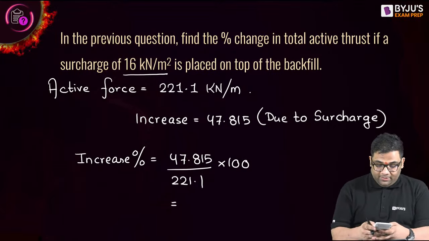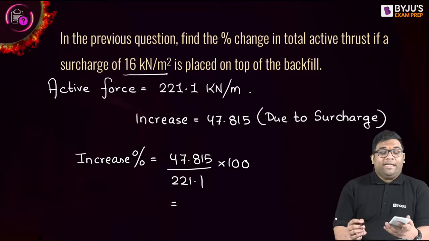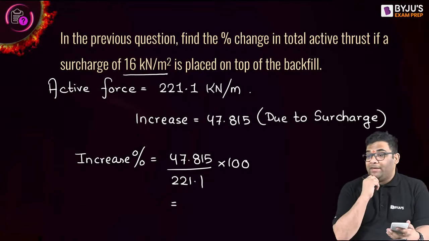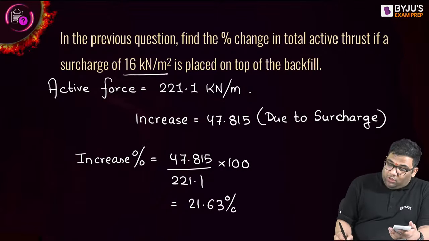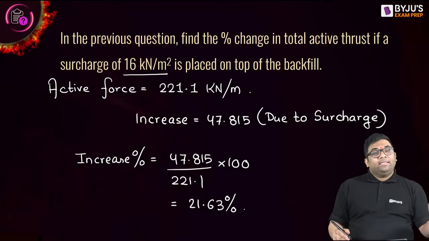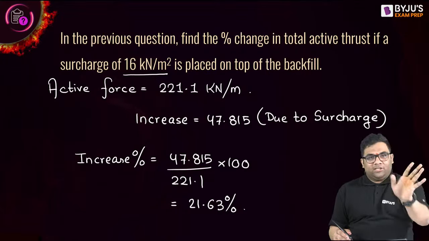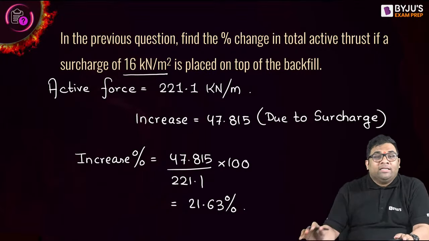47.815 divided by 221.5 into 100. I'm getting 21.63%. All these things belong to simply cohesionless soil, right?